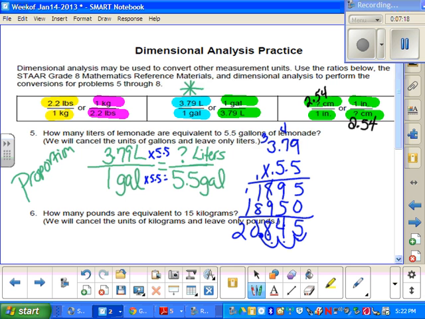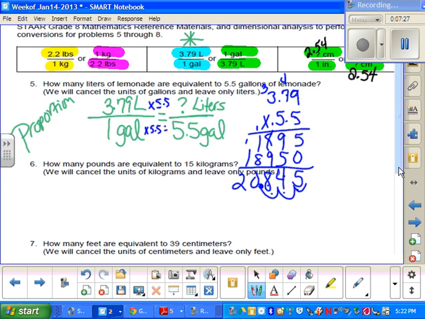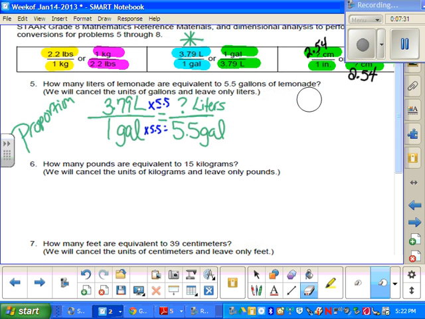Don't forget to move that decimal. Alright, moving on to number 2. How many pounds are equivalent to 15 kilograms? We're going to set up a proportion. Okay, we're going to use proportions again because we love proportions and you need to practice some.